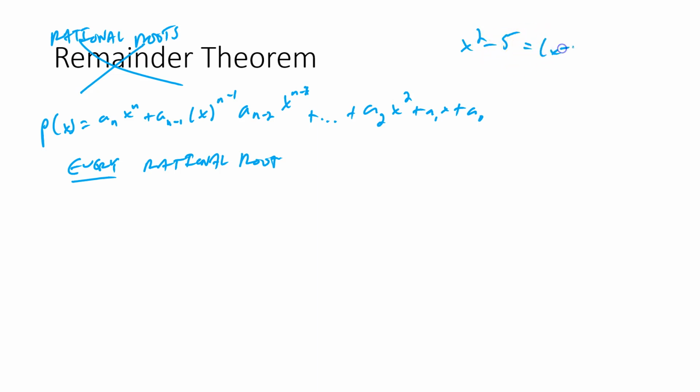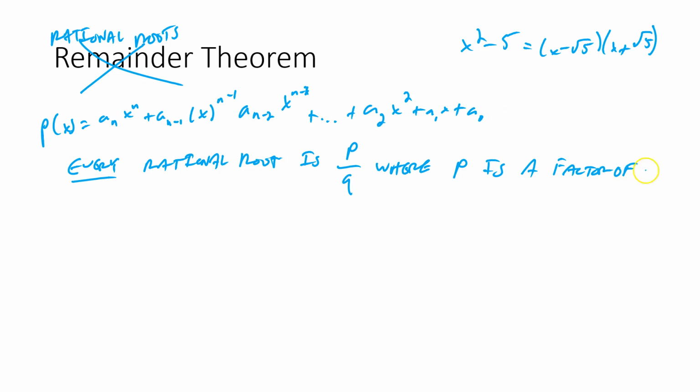The roots of this are root 5 and -5. So this is not going to work on something like that where we have irrational roots, but every rational root is going to be p over q, where, rational means it can be written as a ratio of two integers, right? Where p is a factor of the last term, a0, and q is a factor of the first term, an.